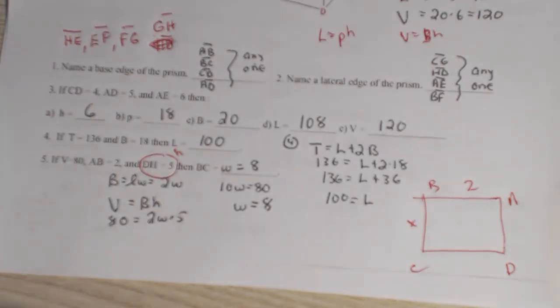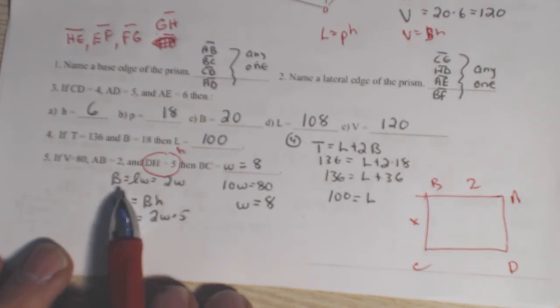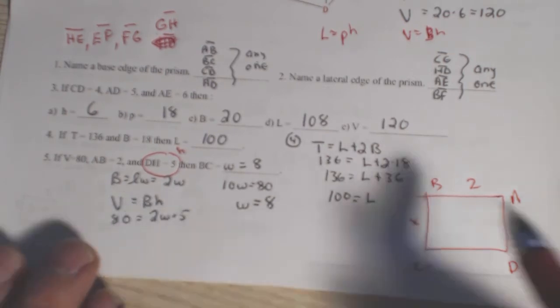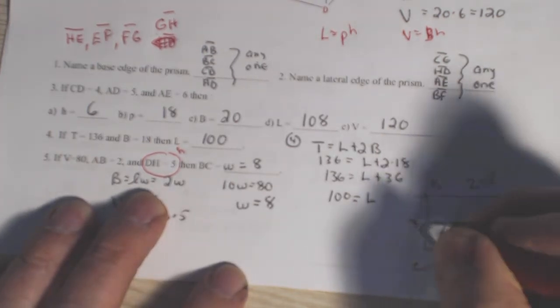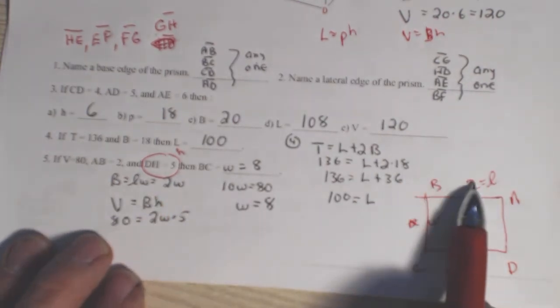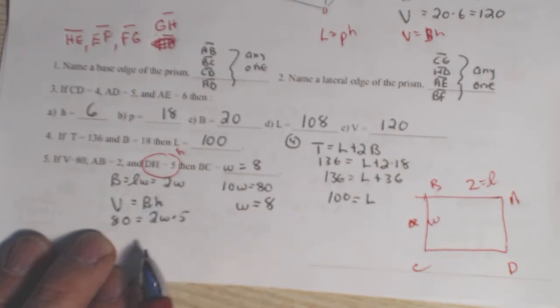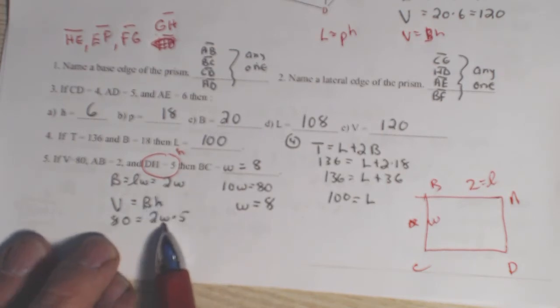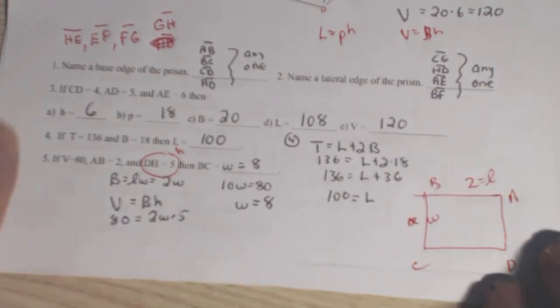Okay, so over here, the volume is the length times the width. So let's just call this 2 for length, and instead of calling that x, we'll call it w. So 2 times w there is the area of my base. So 80 is 2w, filling in for the area of the base, times height for the 5 for the height of the prism. So w is 5.